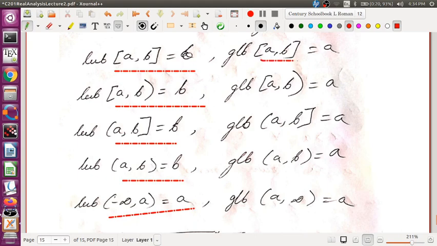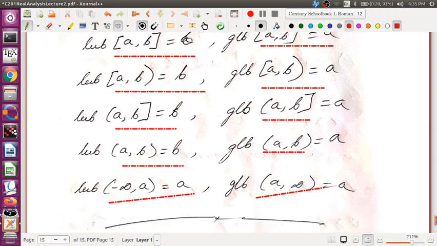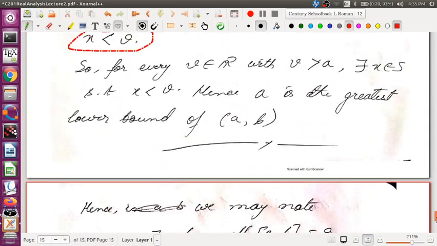Okay, similarly, greatest lower bound of [a, b], closed interval, is a. Greatest lower bound of right half open interval is the left endpoint. Greatest lower bound of the left half open interval is the left endpoint, right? Greatest lower bound of an open interval is the left endpoint. And greatest lower bound of the interval a to infinity, open interval, is the left endpoint, right? So I hope you have got some idea about greatest lower bound and least upper bound.